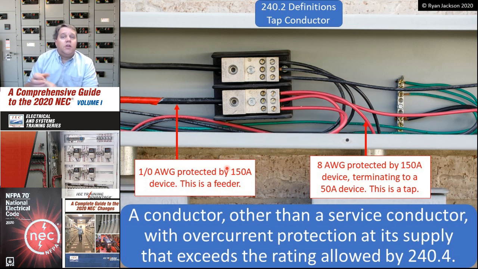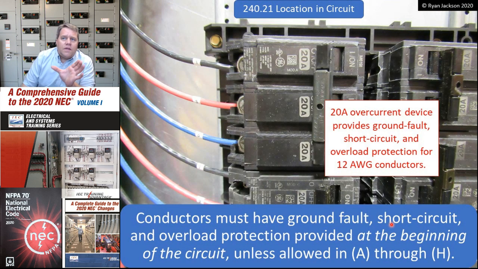One of those two. You either have a normal circuit, or you have a tap conductor, or you have a violation. It really is that simple. So these 8 gauge wires are protected by a 150 amp overcurrent device upstream, and they terminate at a 50 amp overcurrent device downstream. That might meet the tap rules, and if it does, then we're okay. So getting into the actual requirements, and then we'll tie all of this together.